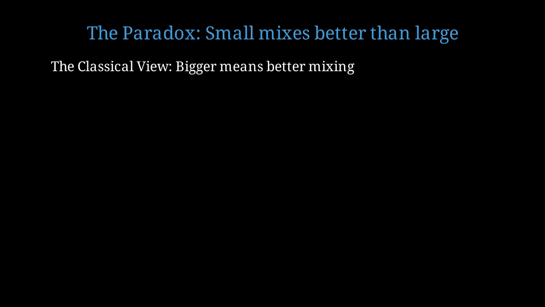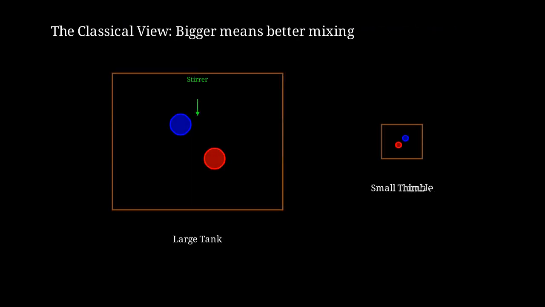Classically, we think that mixing improves with scale. A large industrial reactor with powerful stirrers creates turbulent eddies that rapidly homogenize fluids. This is what we observe in our macroscale world. On the left, we have a large tank with vigorous stirring creating turbulent flow. On the right, a tiny thimble with fluid that appears static. We would expect the tank to mix much faster.